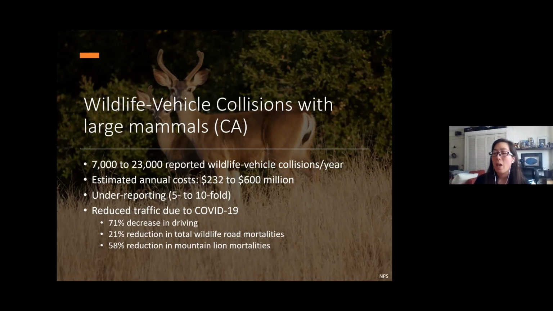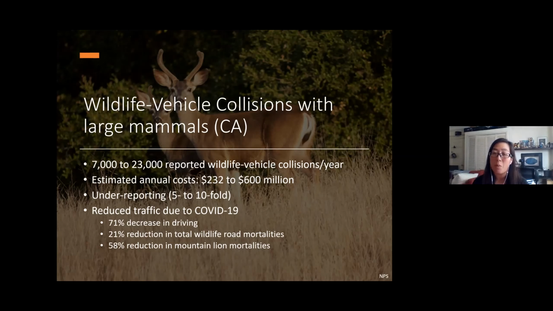So 7,000 to 23,000 large animals are reported hit every year. And the estimated annual costs of that, from human life lost, human injuries, hospitalizations, and property damage, are estimated to be $232 to $600 million every year. And that already seems like so much.